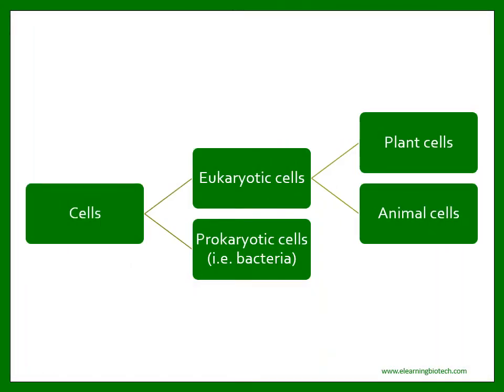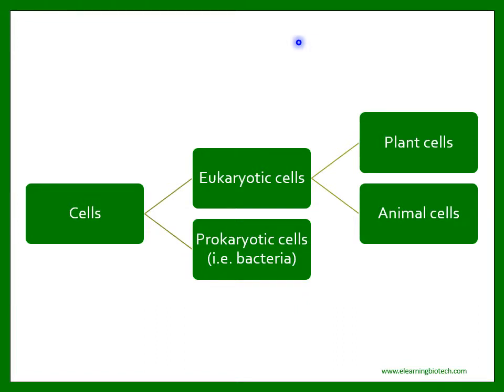Now, there are two main classes of cells: eukaryotic cells, or cells with nucleus, which include plant cells and animal cells, and prokaryotic cells without nucleus, which include bacteria. The distinction between prokaryotes and eukaryotes is considered to be the most important distinction among groups of organisms. Eukaryotic cells contain membrane-bound organelles, such as the nucleus, while prokaryotic cells do not.